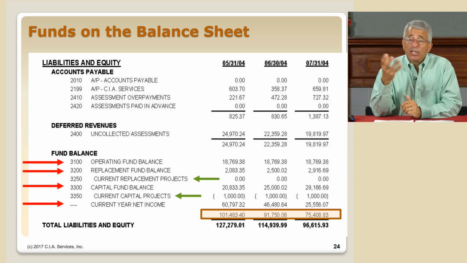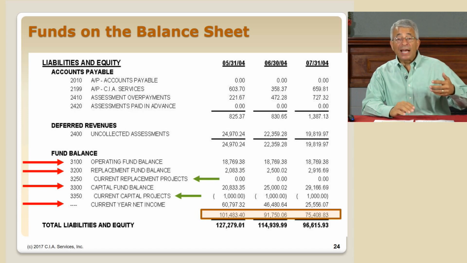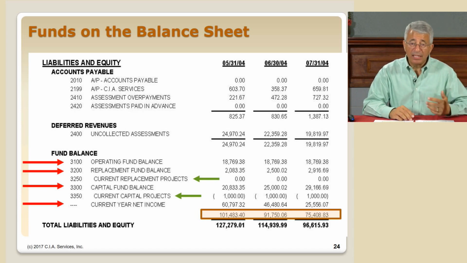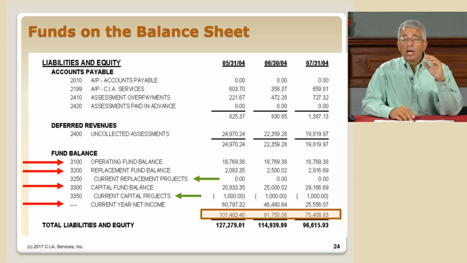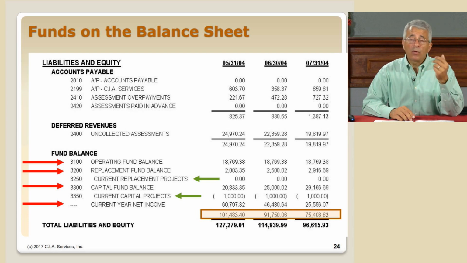The balance sheet is where you're going to see all these numbers. And the balance sheet has two parts. The top part is called assets, the bottom is called liabilities and equity. Your fund balance is shown at the very bottom section of the balance sheet. And you can see in this particular example that the association has an operating fund, a replacement fund, and a capital fund.